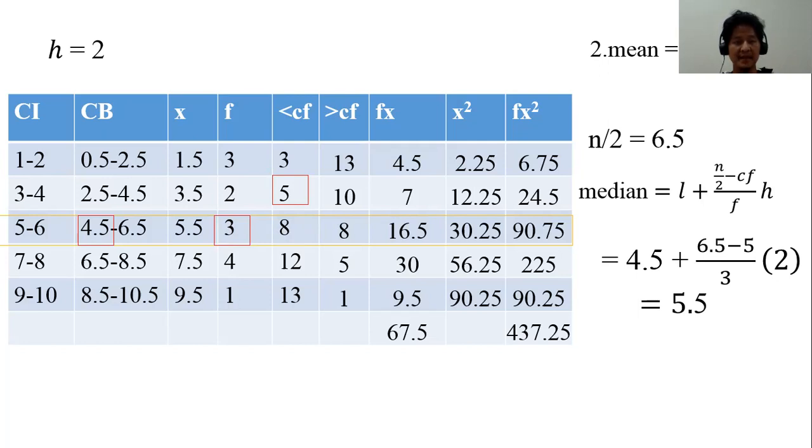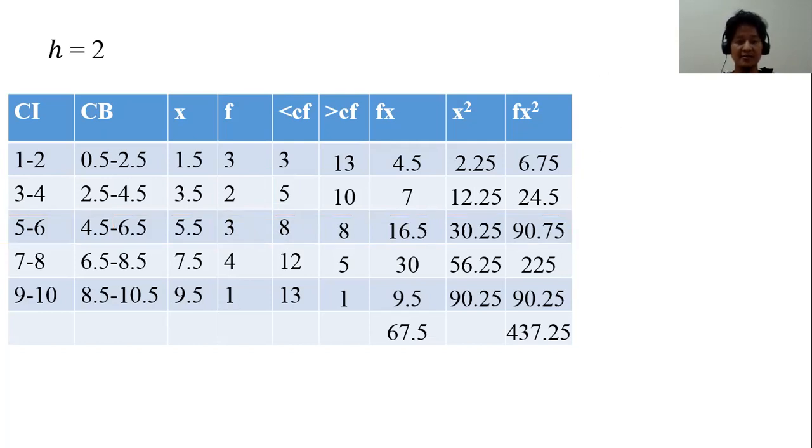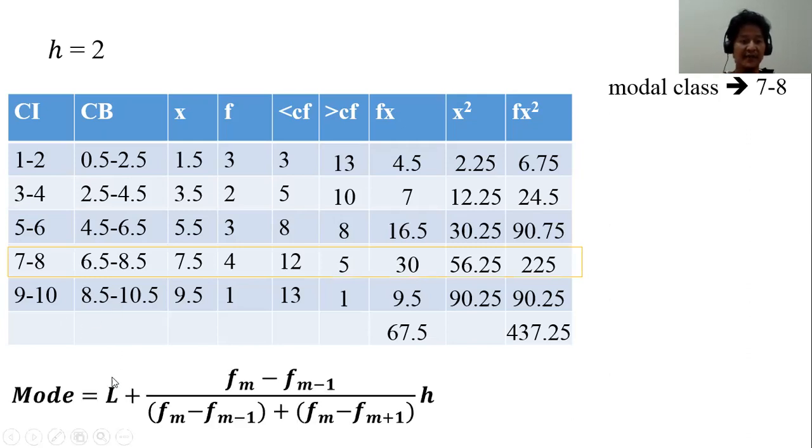Okay. Next, we have the mode. So yung mode naman, so we first have to identify the modal class. Ang modal class, we just have to look into the frequency kung alin ang pinakamalaking value. In this case, ang pinakamalaki dito ay 4. So yung class interval na 7 to 8 yung ating modal class. So same thing, kailangan natin yung formula ng ating mode. Ito, di ba? So yung L in this case, ganun din. Kung ano yung lower limit ng ating class boundary dun sa ating modal class.